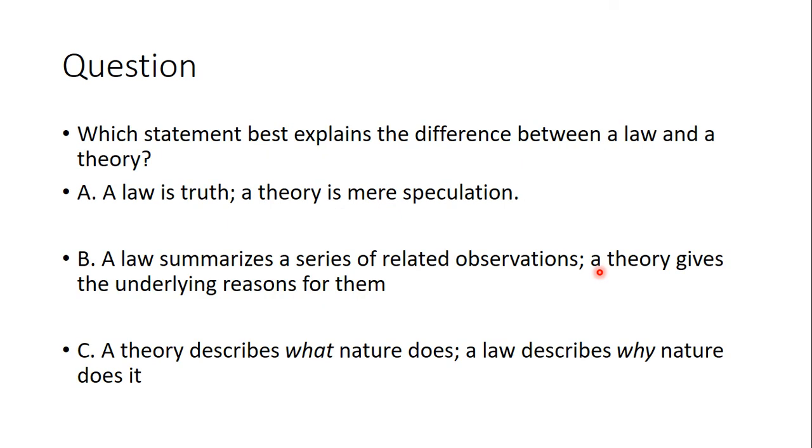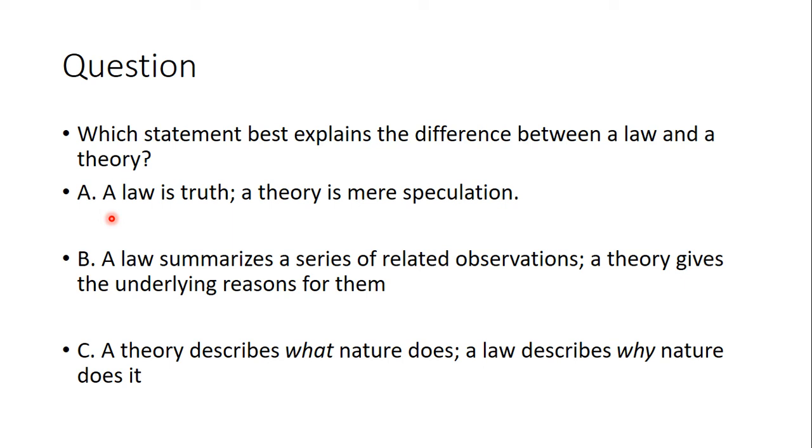Now, I'm going to end this video with a question. Again, please pause it before you hear my answer. But which statement best explains the difference between a law and a theory? Is it A, a law is truth, a theory is mere speculation? B, a law summarizes a series of related observations, a theory gives the underlying reason for them? Or C, a theory describes what nature does, a law describes why nature does it? Take a second to think about that.